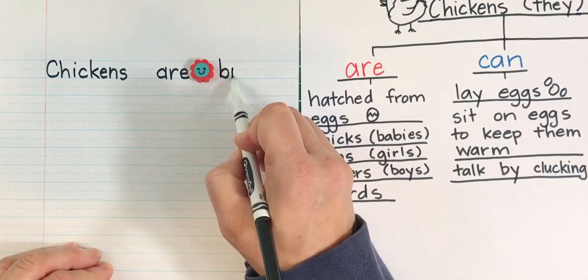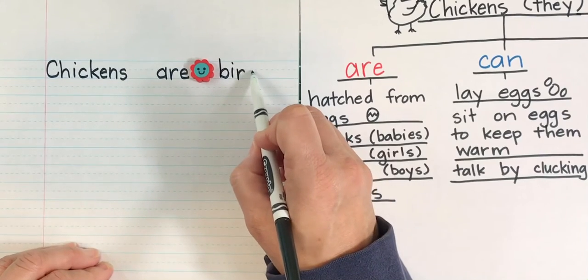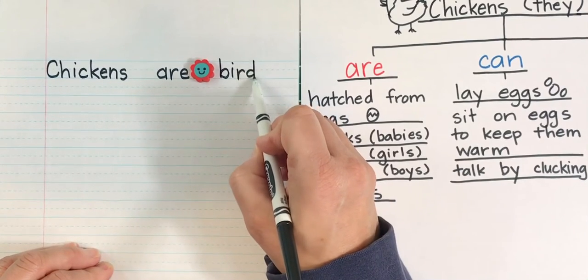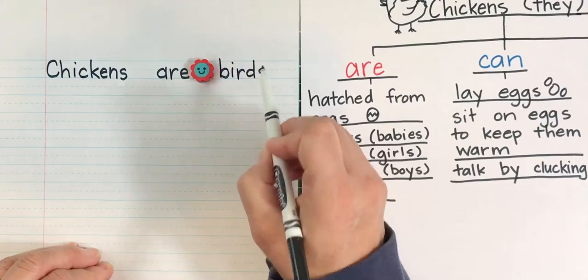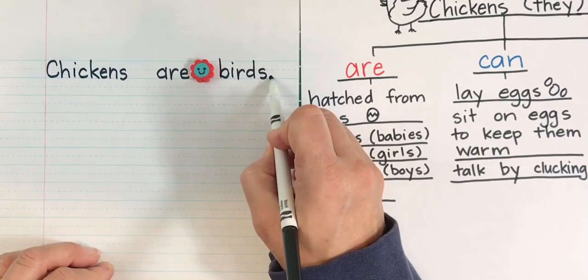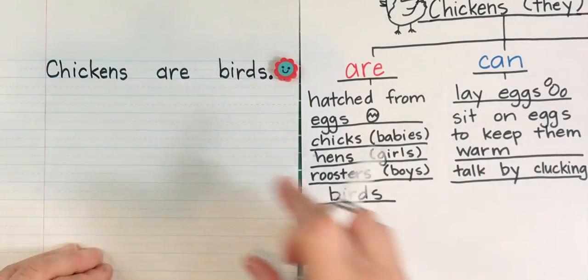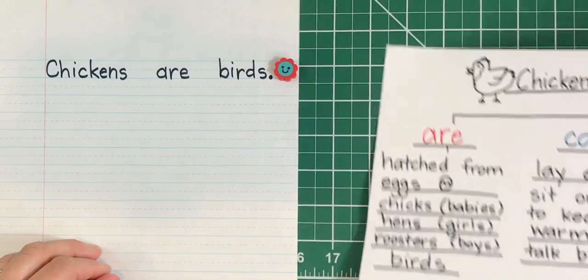That's going to be I-R, even though I don't really hear the I. Bird. Birds. Chickens are birds. That's the end of my sentence, so I need to put my period. If I leave a space, there's no room to write, so my next sentence will be on the next line.